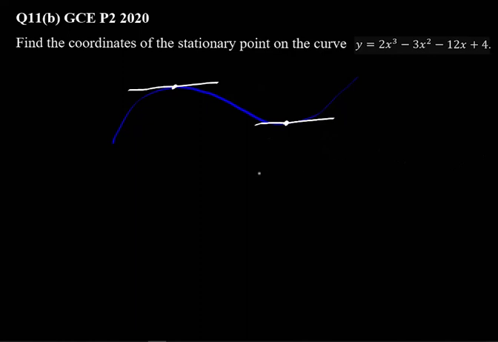dy dx symbolizes the gradient, you agree with me, right? So dy dx is the gradient, so m is equal to that. When m is 0, we have a stationary point. Something that's very important when you're talking about stationary points to understand is that a stationary point happens when there's no change in the y-axis.